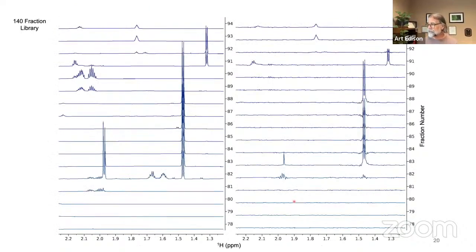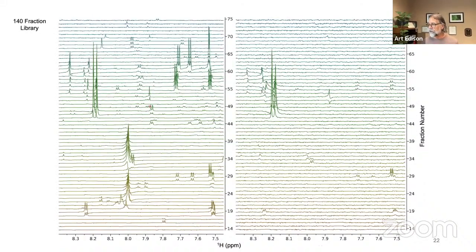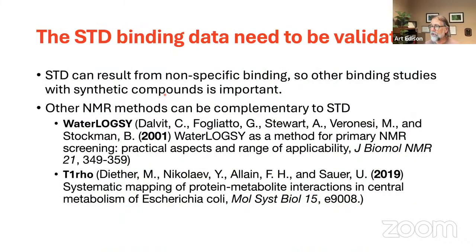Here's just some other regions. I'll just show you a few more. The right is STD and the left is just a pure fraction library, just to give you an idea of the sort of information that you can get by thinking in terms of a fraction library. So a lot of information, a lot of things potentially binding, and for us, this opens up a whole new area, functional metabolomics, which is the term that we're using for this.